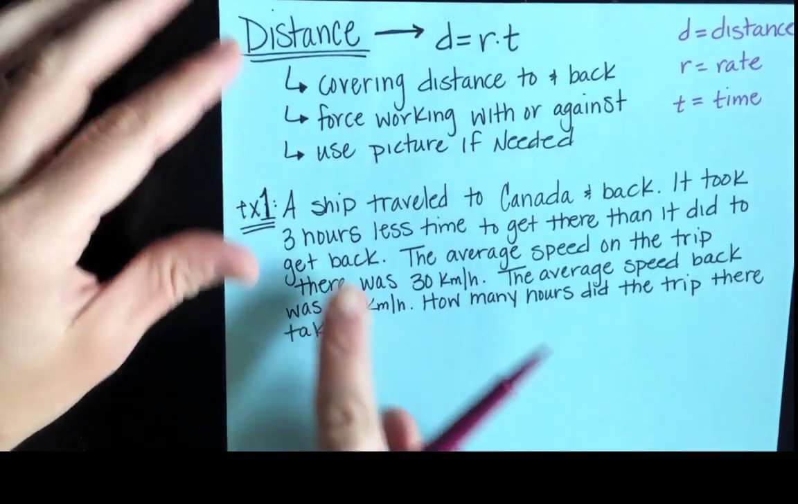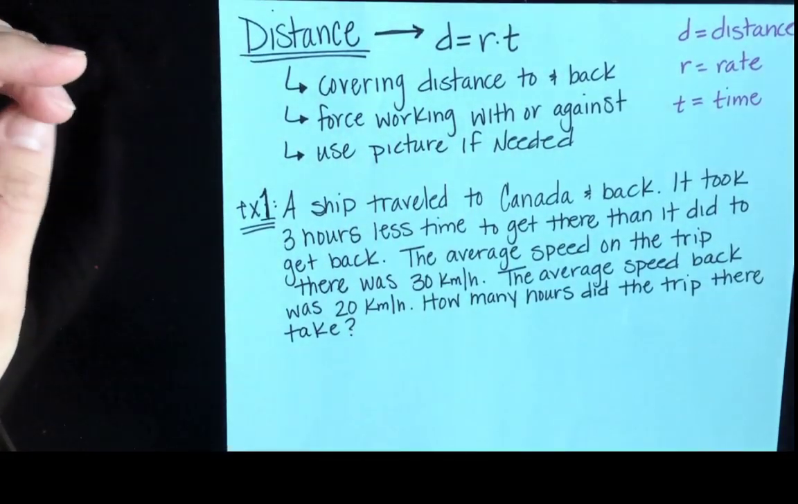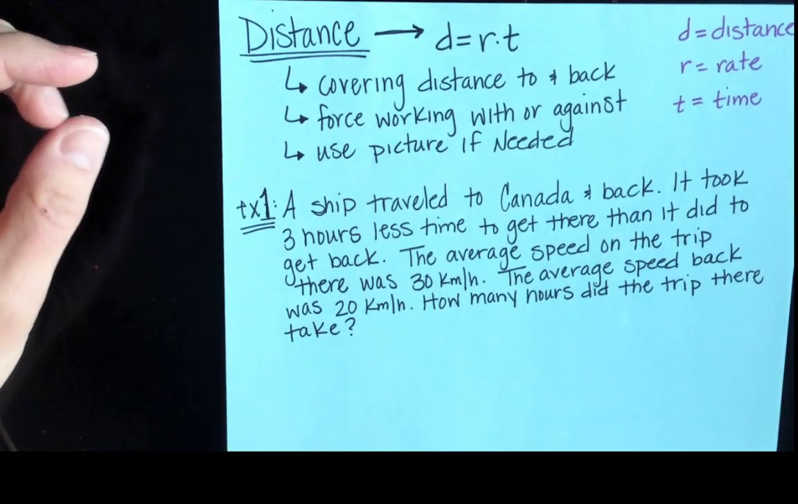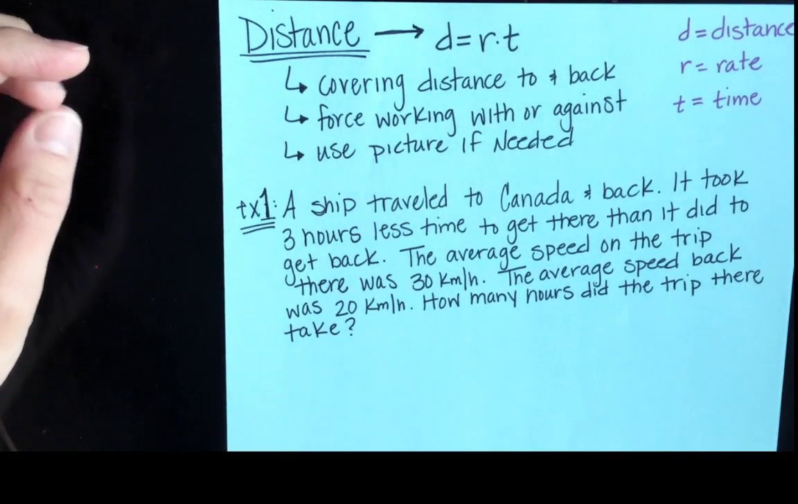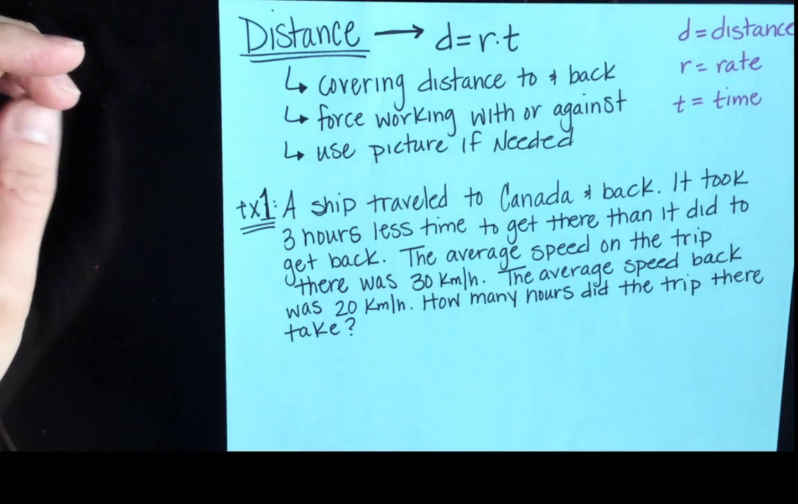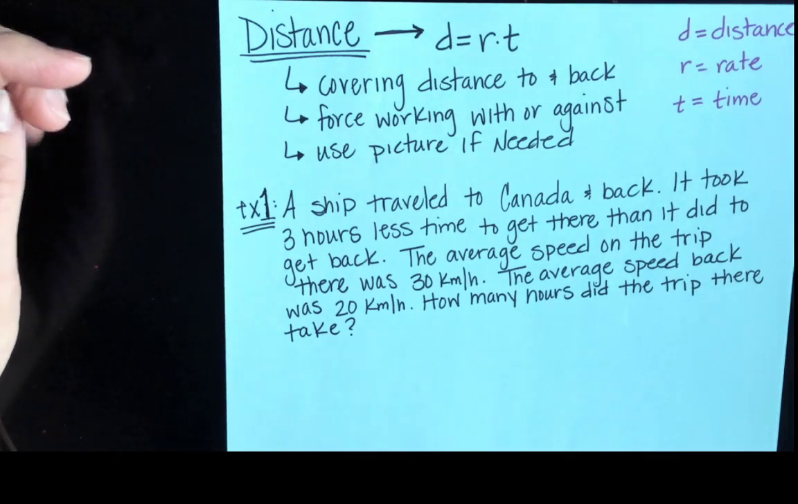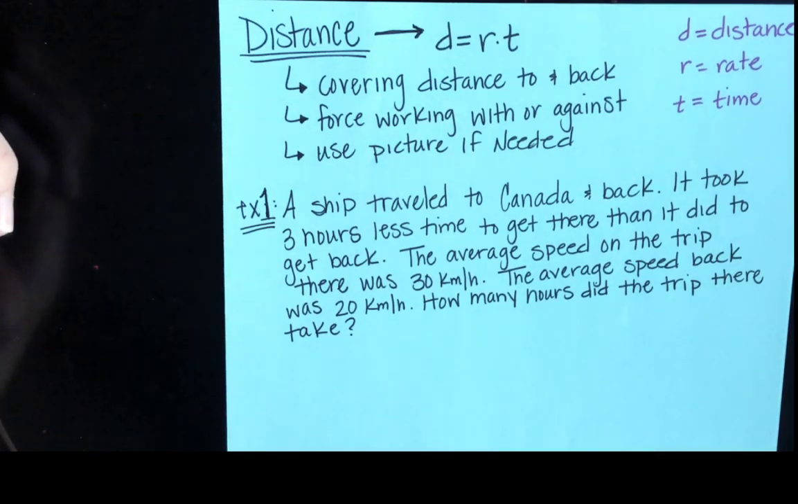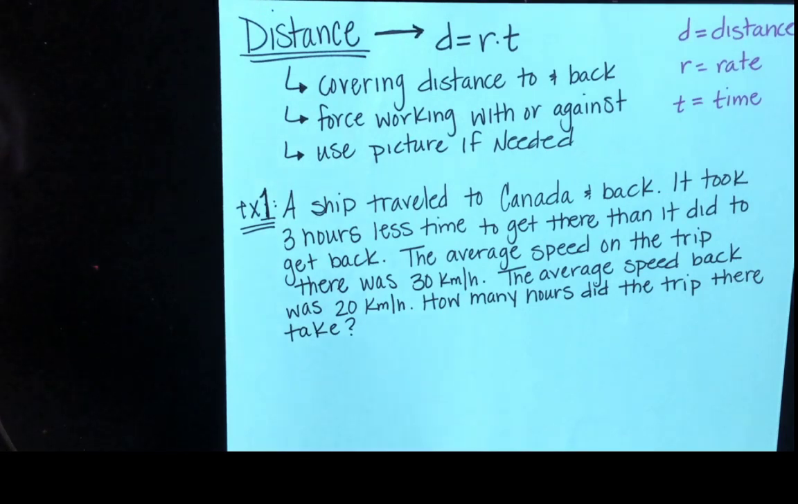So it does say that we're going to take a ship back and forth to Canada, and it took 3 hours less time to get there than it did to get back. The average speed on the trip was 30 kilometers per hour. The average speed back was 20. How many hours did the trip take?